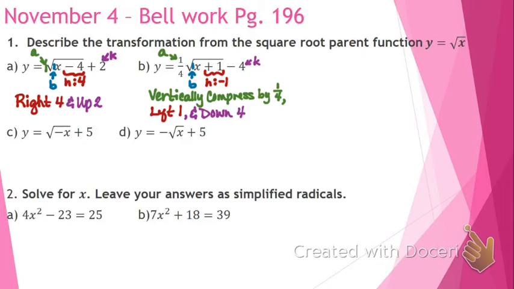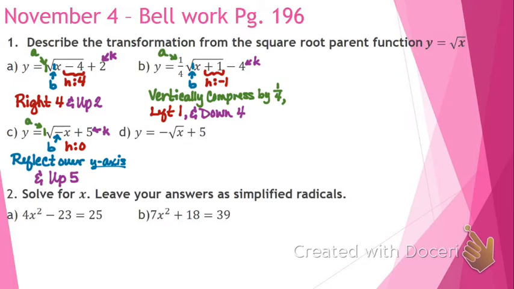All right, part C. A is 1, B is -1, H is 0, and K is 5. So our B value is going to make it reflect over the y-axis. Don't forget, you do need to explain that it's over the y-axis and not the x. And then it's going to go up by 5.